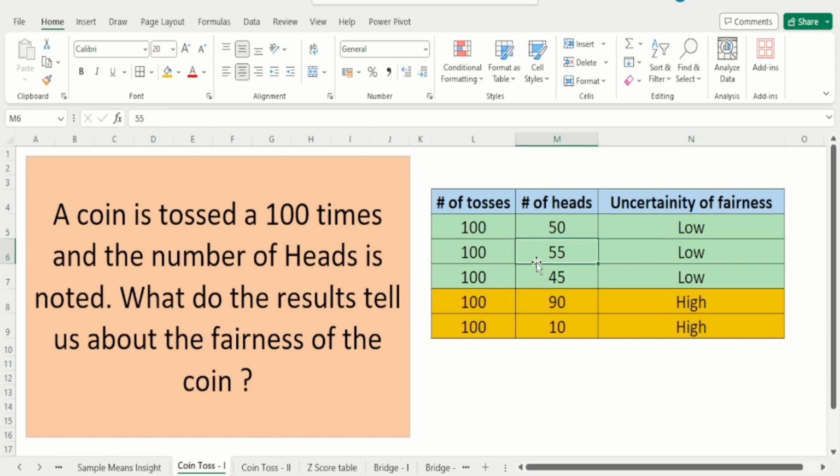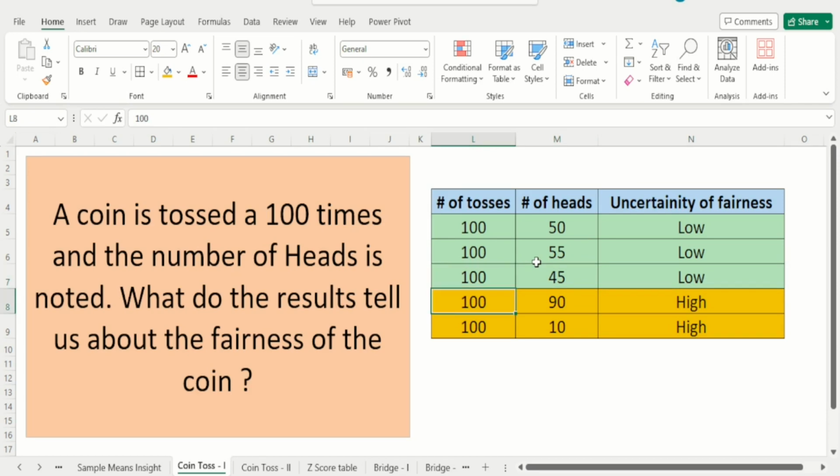Okay, repeat that exercise again, and this time you get 45 heads. Well, it still kind of looks the same. You could get slightly higher than 50 and slightly lower than 50. So we are fairly certain that it's a fair coin.